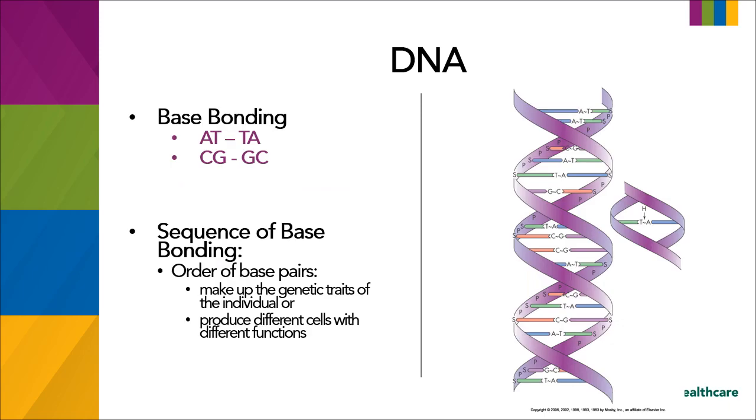As far as base bonding, if you look at the rungs of the ladder, they're bonded so that they have A and T, which is adenine and thymine, on one rung, or thymine and adenine.